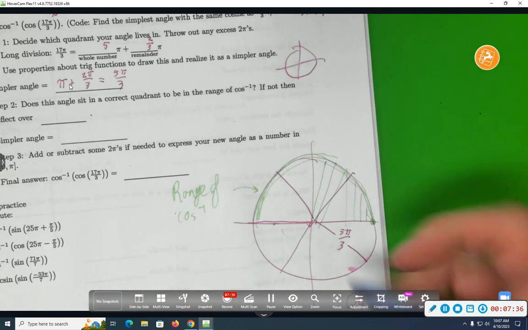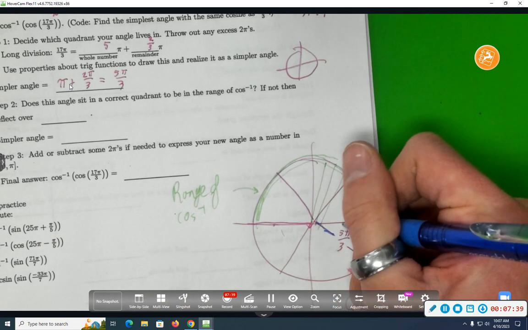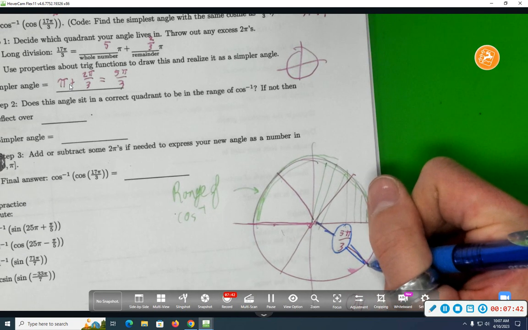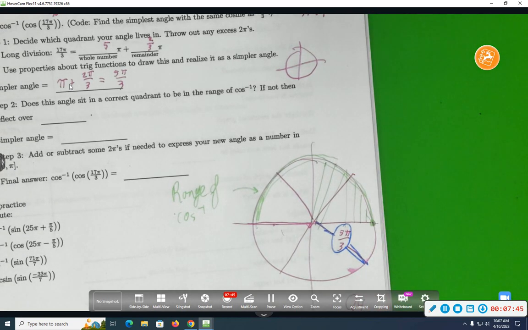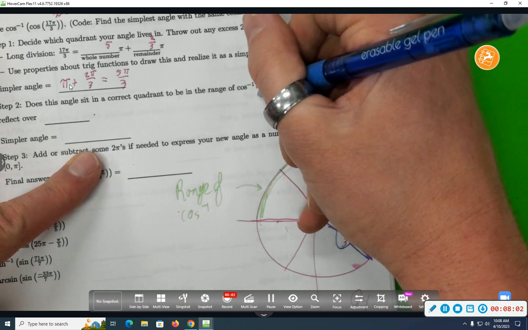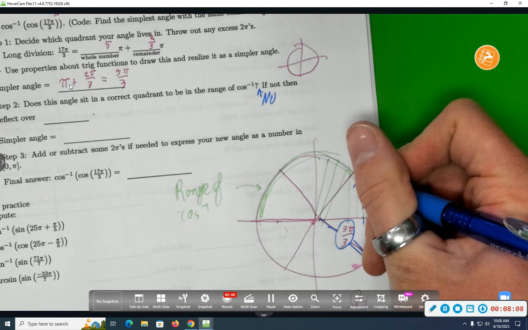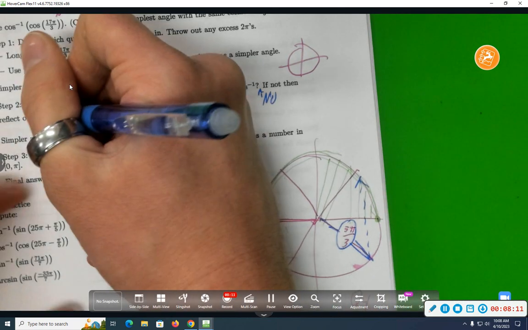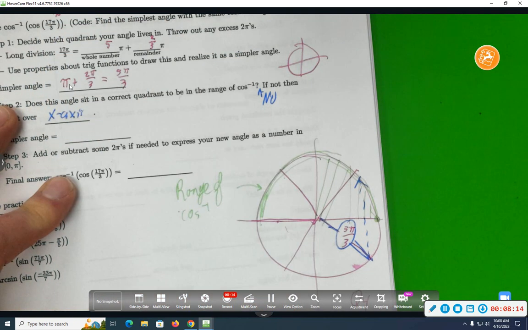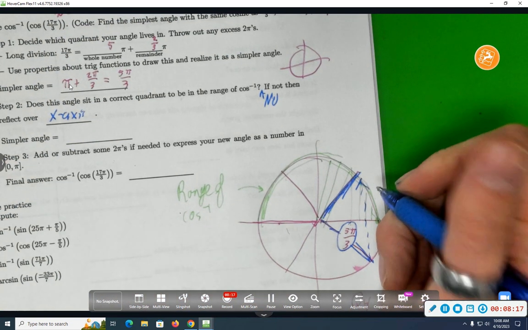Is this angle, 5 pi over 3, in the correct range? No. How would I get it into the correct range while preserving the x value? Yeah, flip it over the horizontal axis. So does it sit in the correct quadrant? No. Since it doesn't, let's flip it over the x-axis, the horizontal axis. And so I guess that means we need to describe this angle.